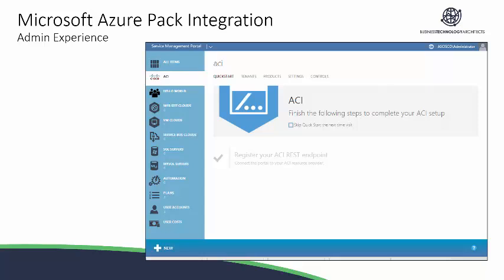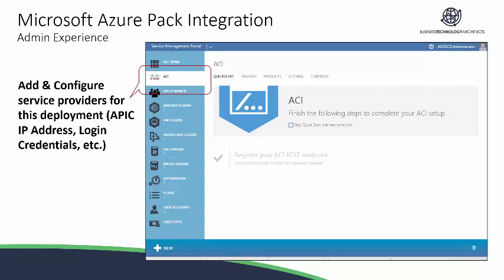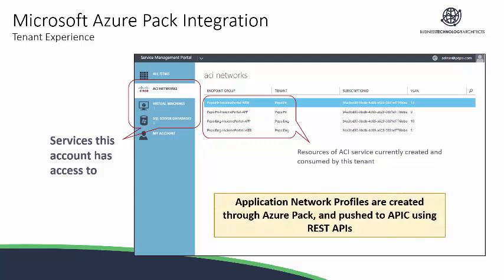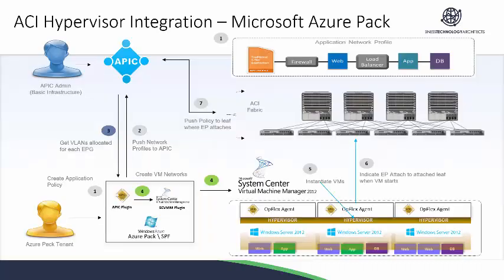And here's the admin experience for the Azure Pack. You can add and configure service providers. You can do usage and billing. And there's your services this account has access to. Resources of ACI currently deployed. The application network profiles are created through the Azure Pack and pushed to the APIC using REST APIs. And here's the hypervisor integration process. You can pause and follow along.